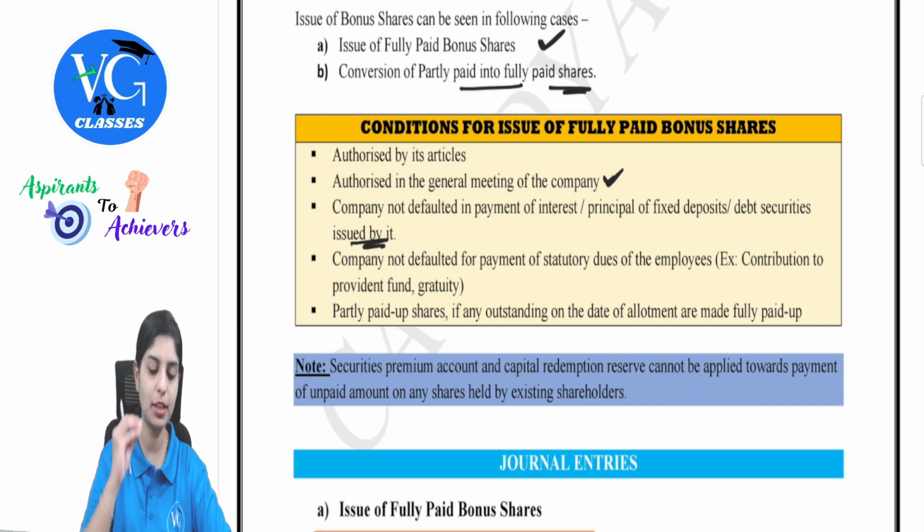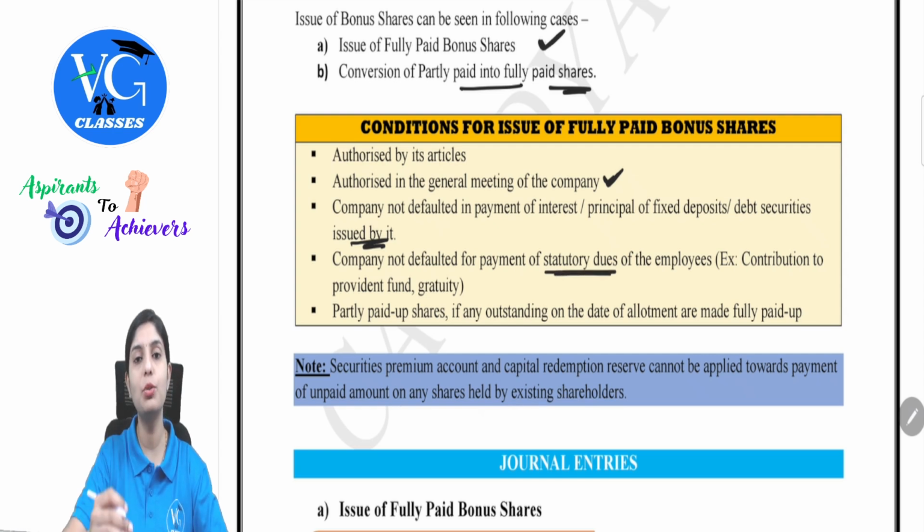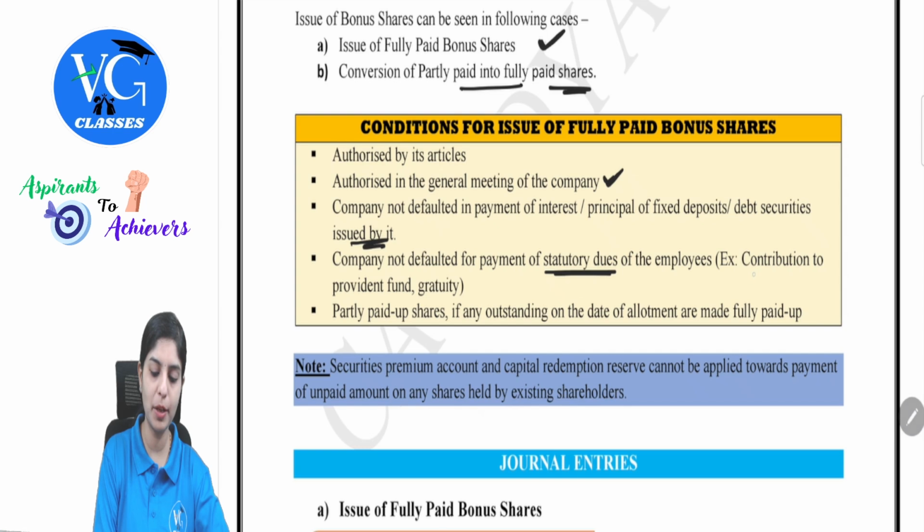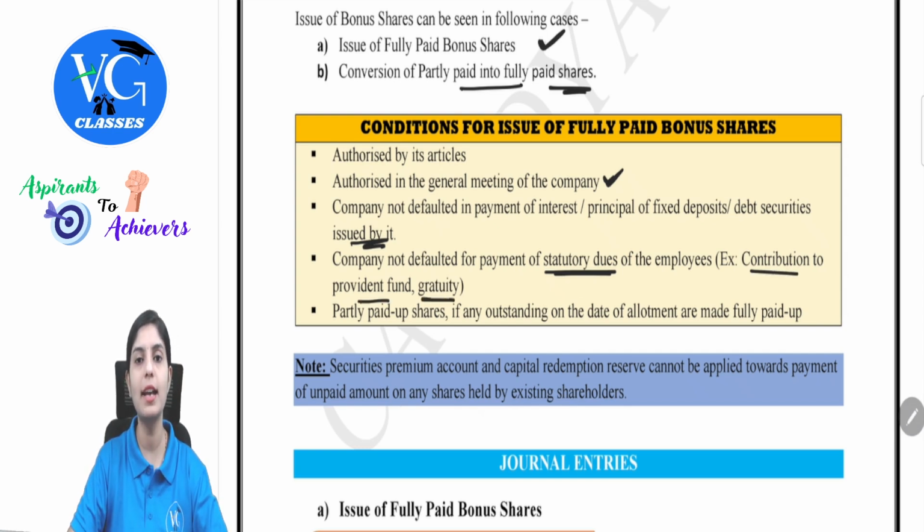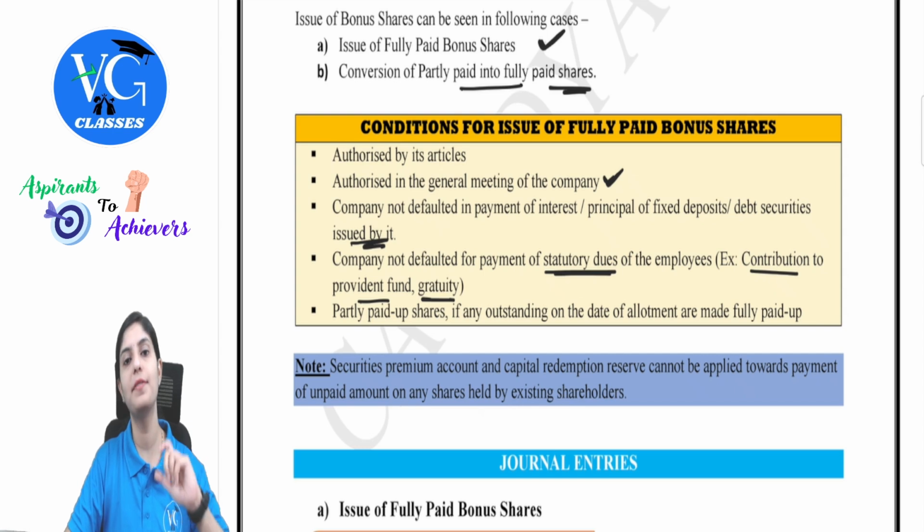Next point, the company has not defaulted in payment of statutory dues. Statutory dues means dues which arise in respect of employees. Examples could be contribution to provident fund and gratuity. Provident fund and gratuity are exclusive acts applicable for employment. You have certain restrictions or rules provided there as well.